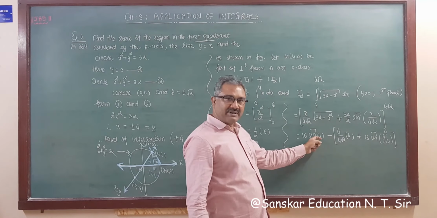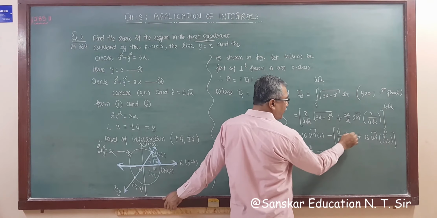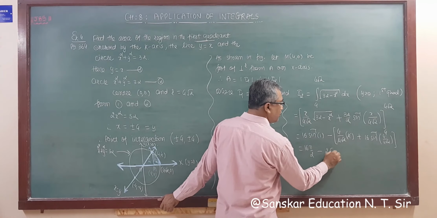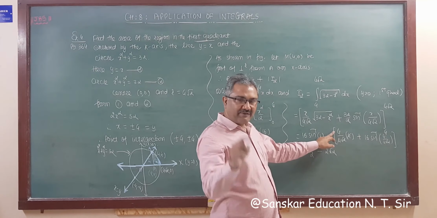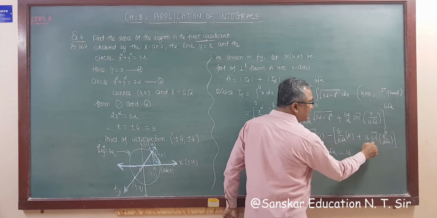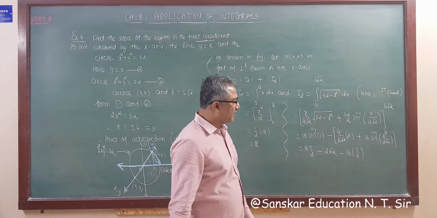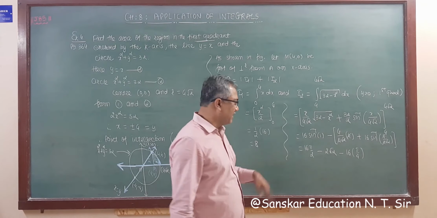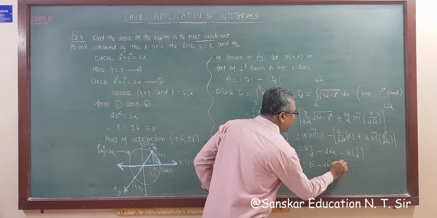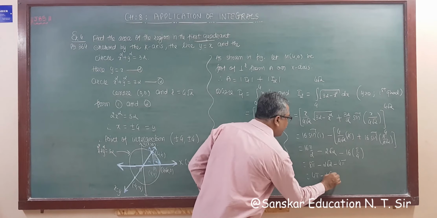Now sine inverse 1 is pi by 2, so this is 16 pi by 2 minus, this 4 will be cut, so this will be 2 root 2, right? 2 into 2 and 1 root 2. So minus 16, this 4 will be cut, sine inverse 1 upon root 2 is pi by 4, so I am writing directly. So what we get, this is 8 pi minus 2 root 2 minus 4 pi, so we will get 4 pi minus 2 root 2, right?